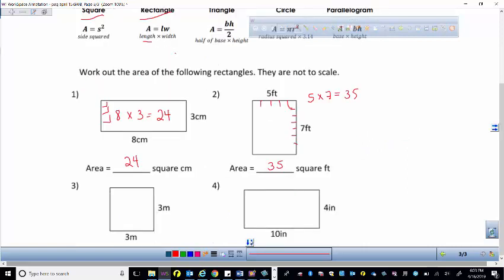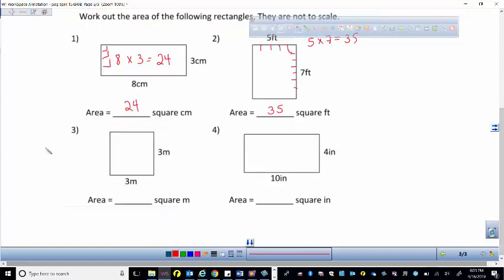Okay, let's look at the next one. The next one is a square. So this one is a square because the sides are the same. So you can do this one two different ways. You can say that this is 3 squared, the exponent, which means 3 times 3. So it's 3 by 3. So 3 by 3 is 9. So inside here I could draw 9 squares. So it's 9 squares.